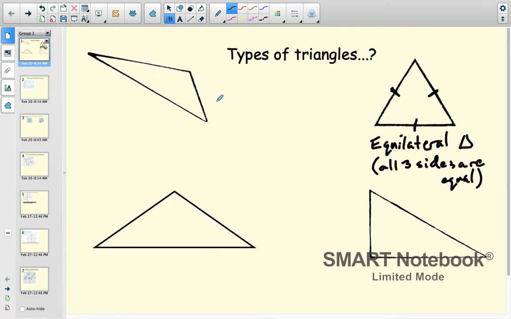This one, none of the sides are equal. This is different than this, which is different than this. And what these signs really mean is that these are three different side lengths. So this is called a scalene triangle, S-C-A-L-E-N-E. And this is when no sides are equal. They're all different side lengths.